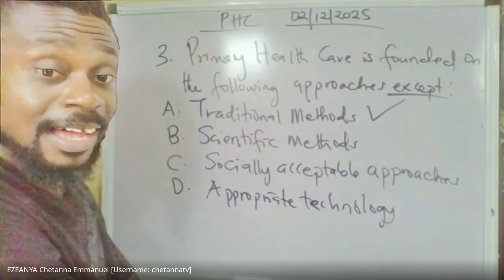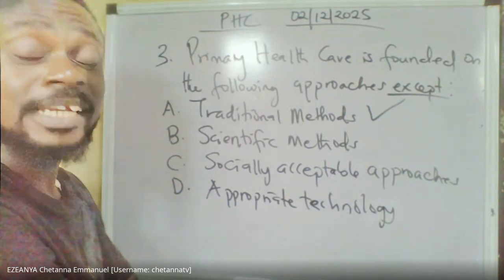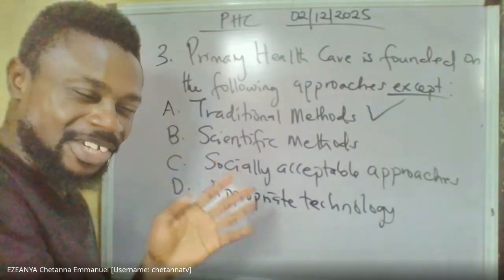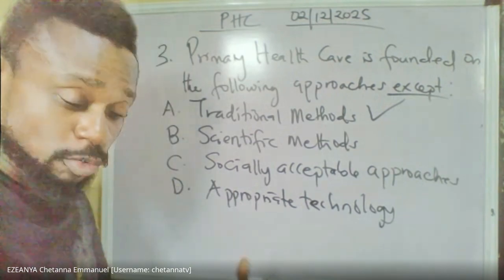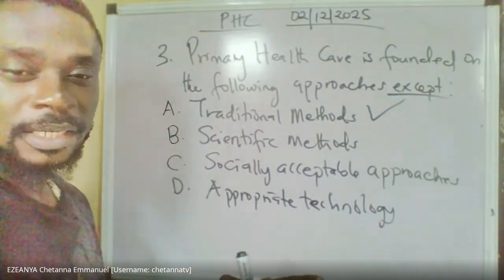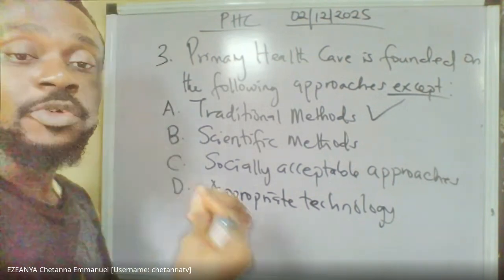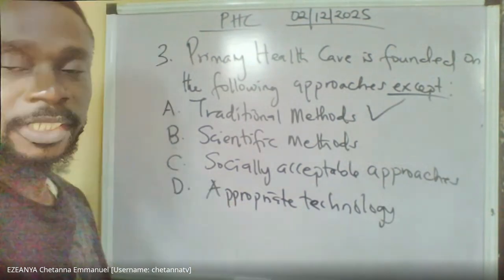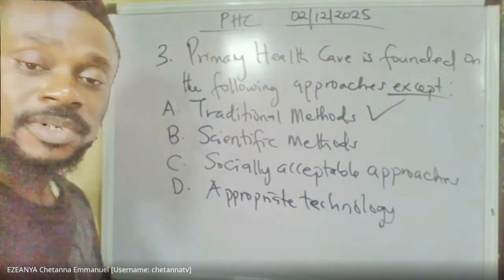Primary health care is based on scientific best practices. And it must be socially acceptable, as I said. That's where traditional belief comes in a bit, but it's not built on it. It should fit into the local culture and the community. And it also makes use of appropriate technology. This technology should be simple, affordable, and sustainable.